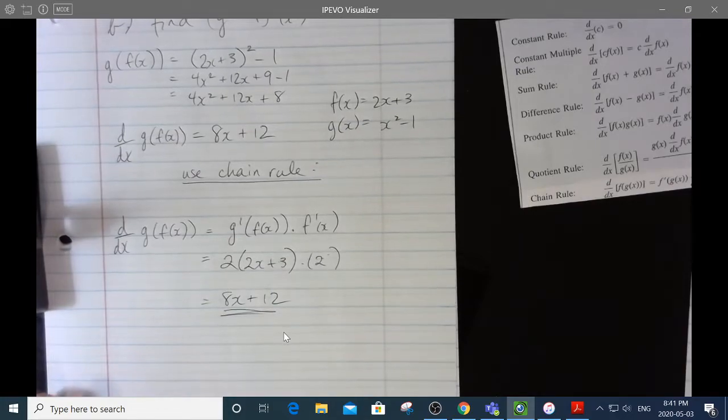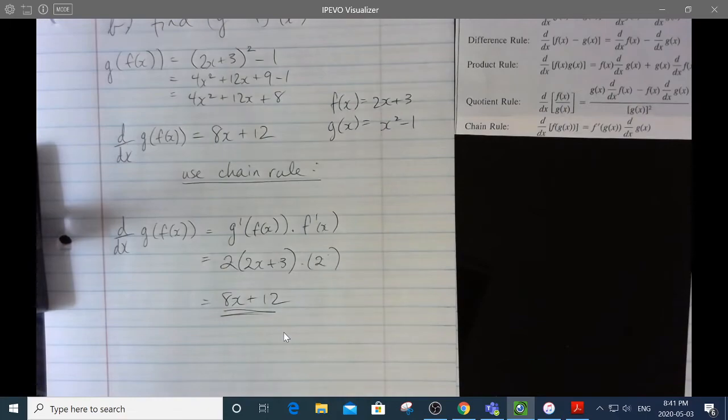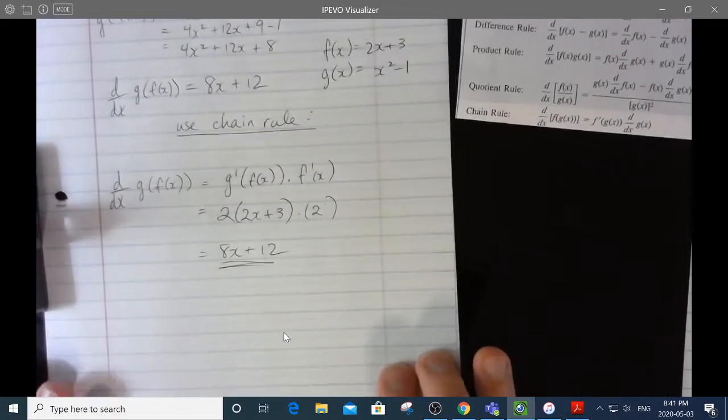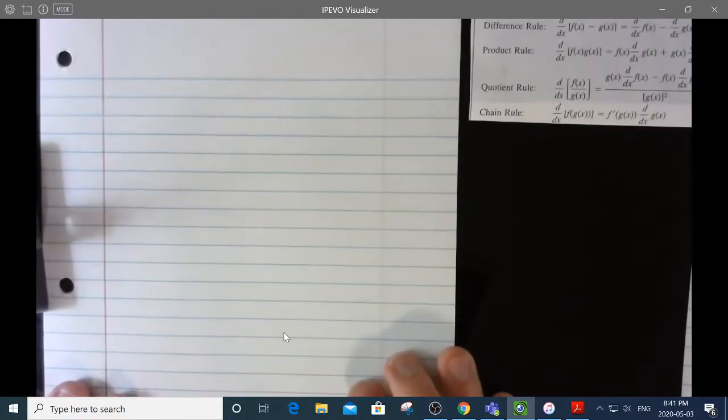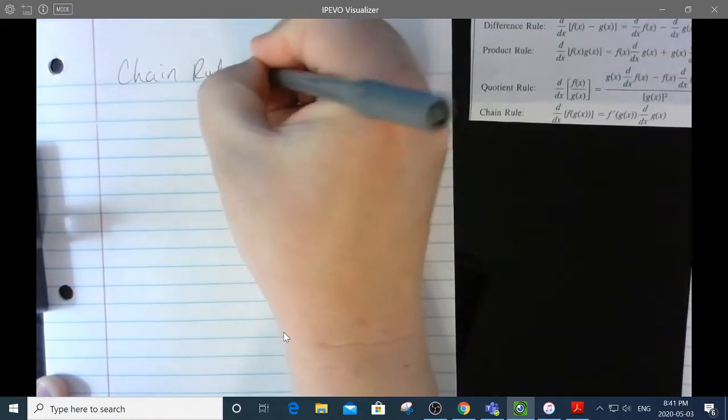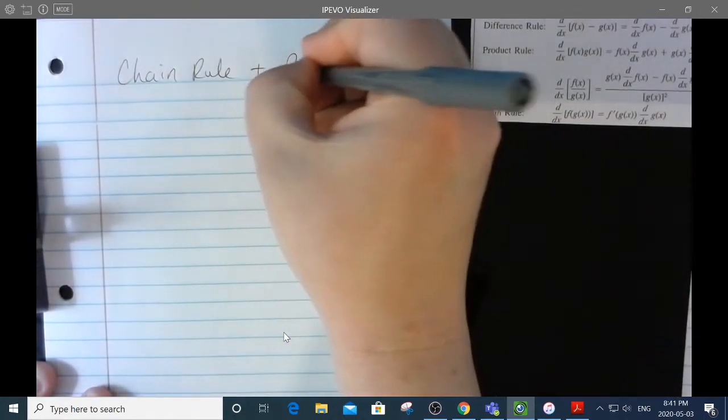So that's the basics of chain rule. And I'll just get into one more kind of application, if you like, or one more kind of complication to this. We're going to add the chain rule, actually I'll just start on a new page. We're going to add the chain rule to the power rule.